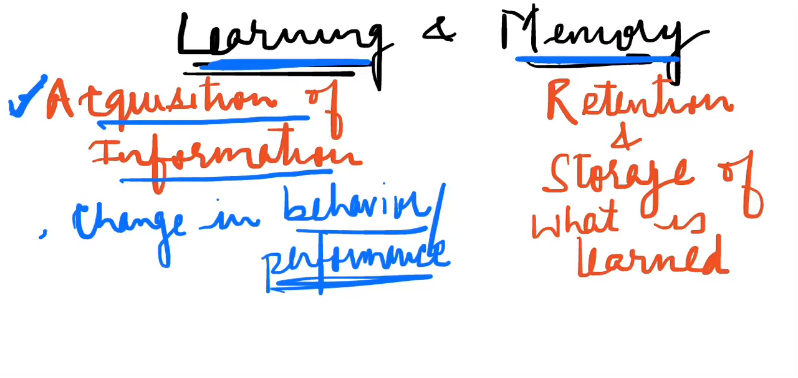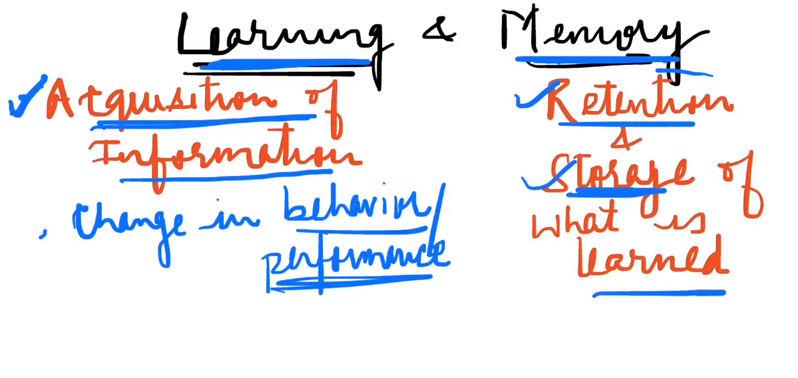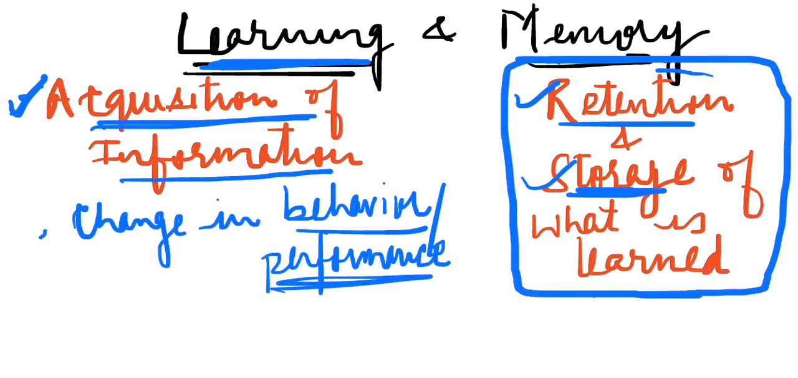Now, this acquisition of the information will be stored and retained in the central nervous system. So, that part, the retention and storage of what is learned, is called memory, that is known as memory.